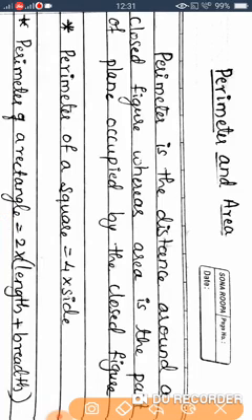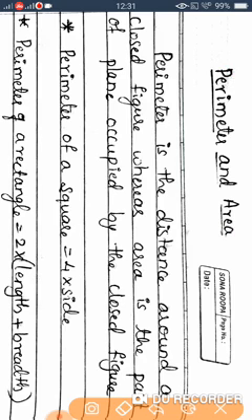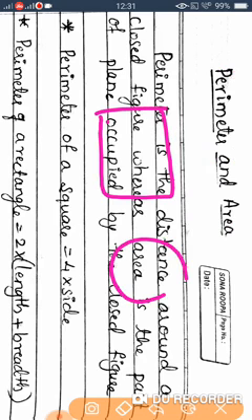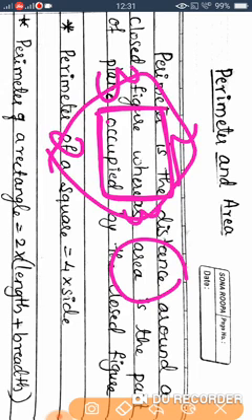You have heard these words, perimeter and area, in a previous class. What is the meaning of perimeter, and what is the meaning of area? Briefly, take any figure; it may be a square, rectangle or a circle. The sum of the boundary line, if it is 2 centimeter, 3 centimeter, 2 centimeter, 3 centimeter, means if you add all four, 2 plus 3 is 5, 5 plus 5 is 10. This is called the perimeter.